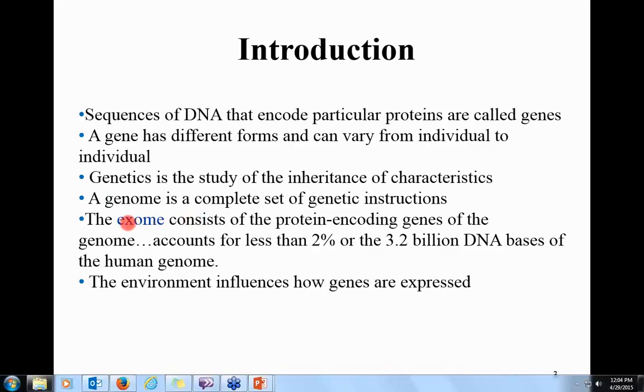Now, there's another term called exome, and exome refers to the protein coding genes, and it's less than 2% of our DNA. So, in other words, the human genome consists of about 40,000 genes. The rest, the other 98% of our genome, we don't exactly know what it does. And environment influences how genes are expressed. For example, if you have the genes for freckles, if you stay in the sun, if you like to surf or are on the beach all the time, you'll probably have more freckles. Whereas if you have an identical twin who has the same gene for freckles but is a bookworm and stays in the library, they may not have as many freckles.